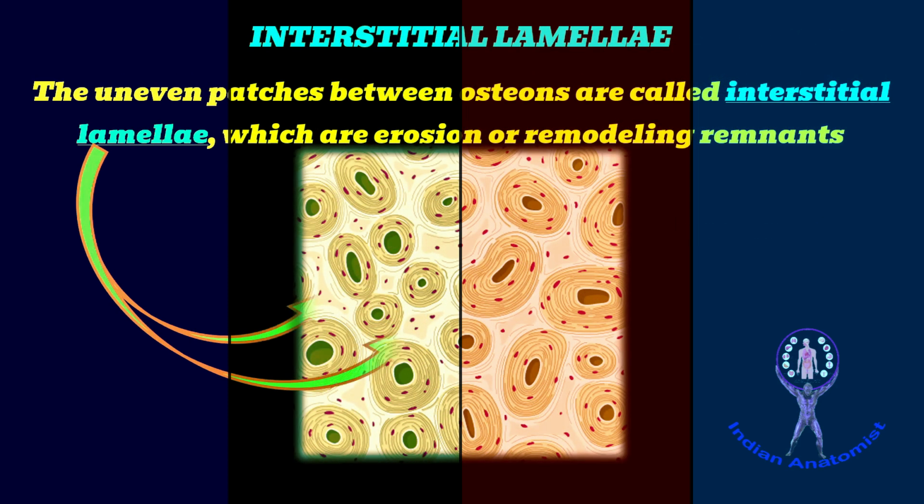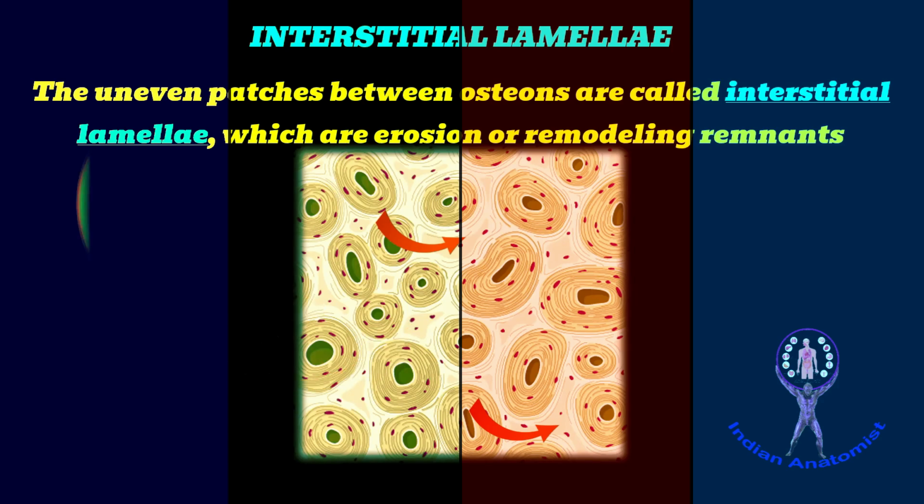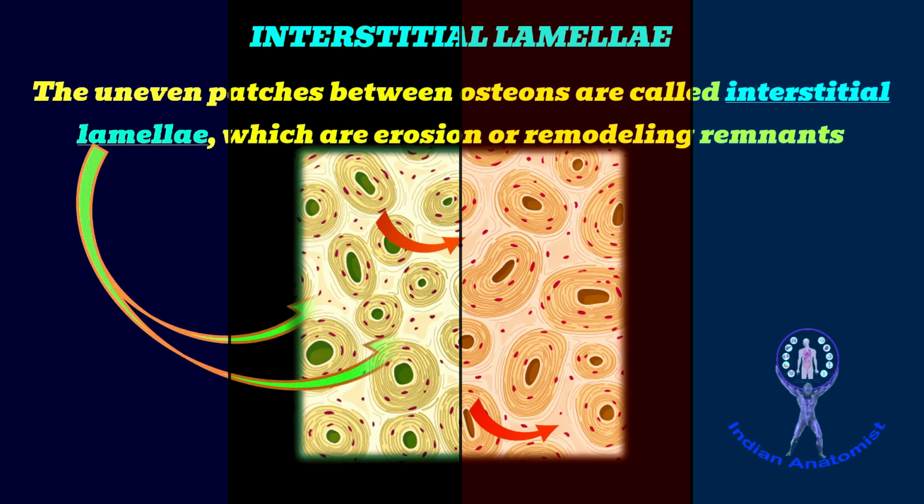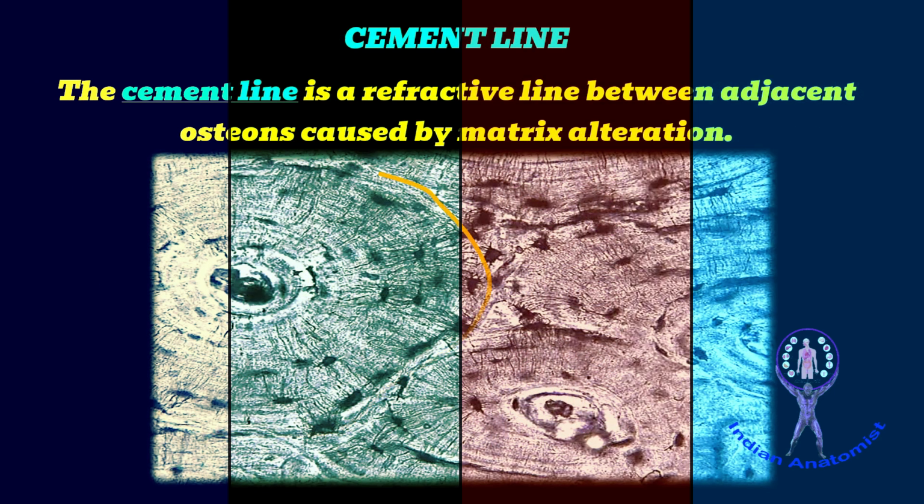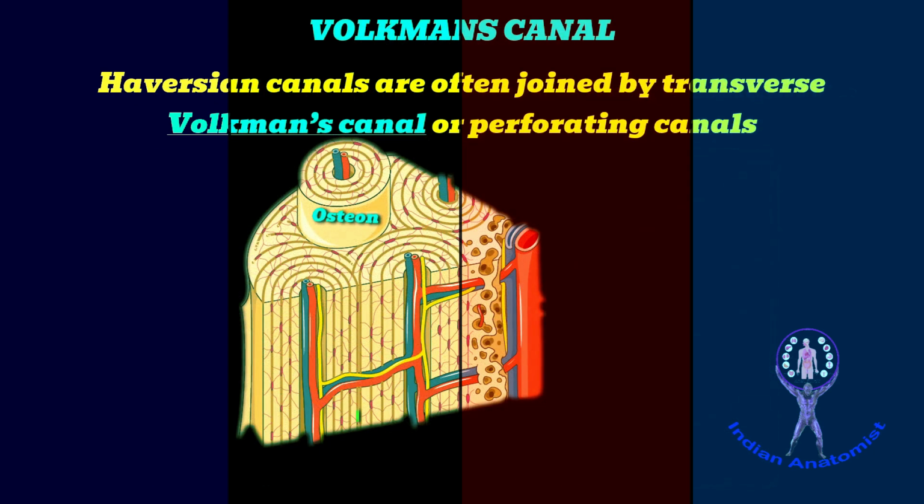What are interstitial lamellae? These are uneven patches between the osteons, which are called interstitial lamellae, which are nothing but the erosion or remodeling remnants of the bone. What is a cement line? The cement line is a refractive line between adjacent osteons caused by matrix alteration. Volkmann's canal. Haversian canals are often joined by transverse Volkmann's canal or perforating canals. The Haversian canal contains the neurovascular bundle.